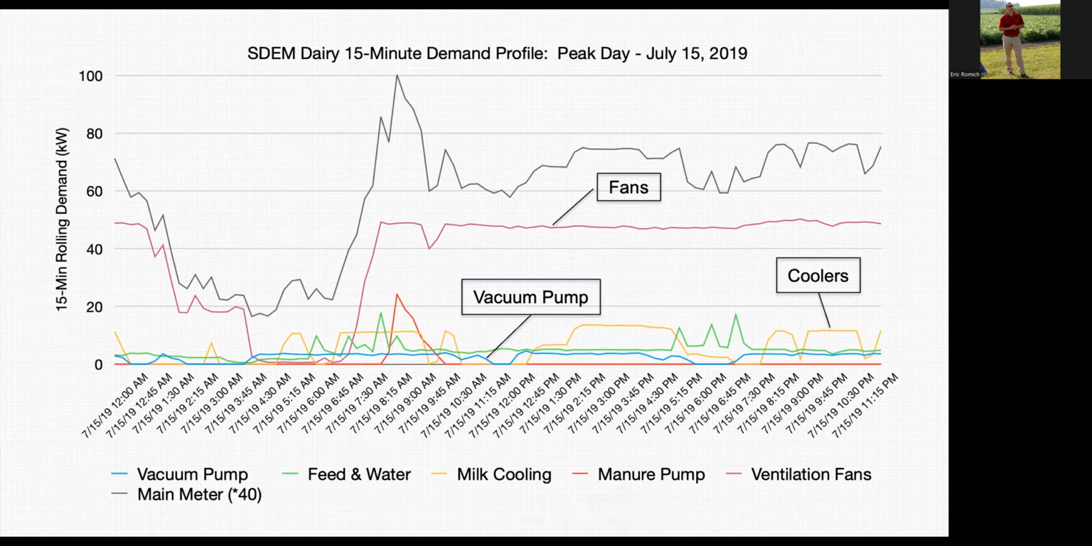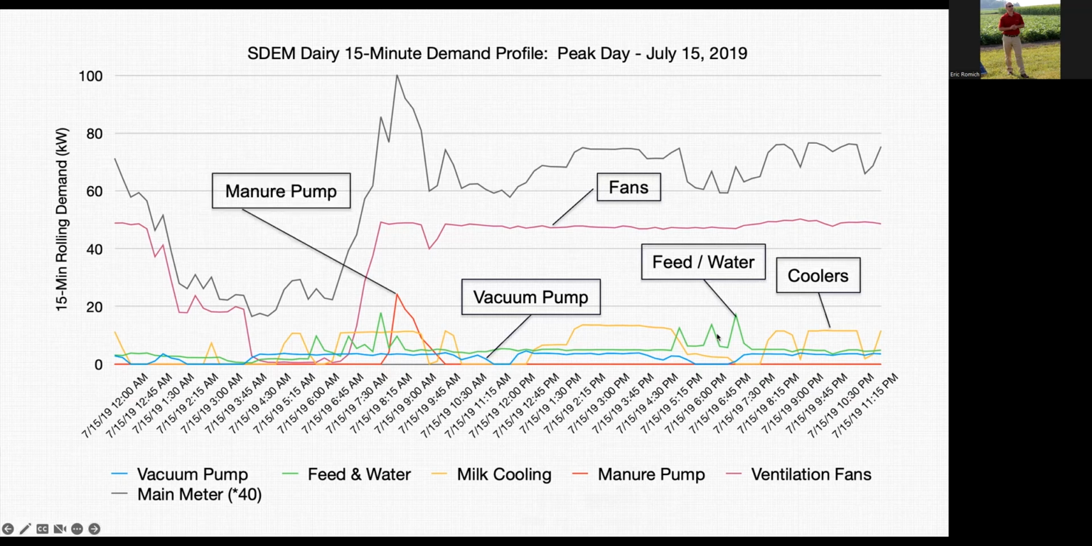And yellow is the milk coolers. And again, you can see the milk cooling following your vacuum pump profiles or cycles. Green is our feed mill and well pump. And then in red here is our manure pump operations.